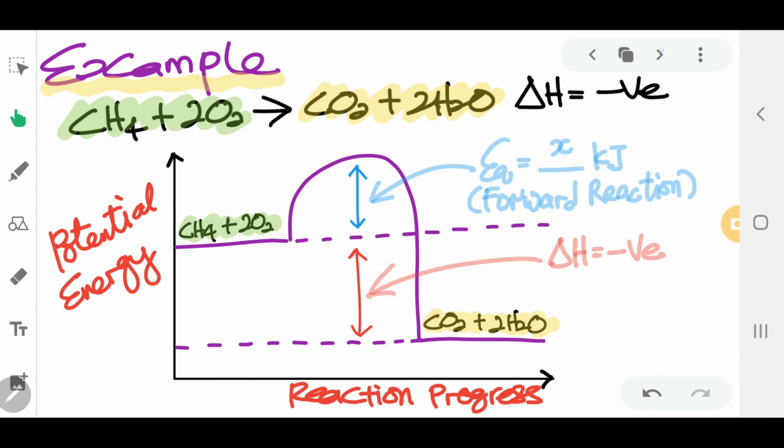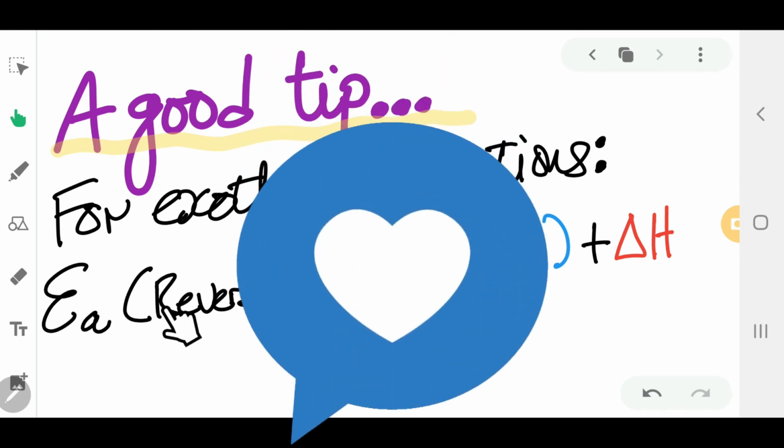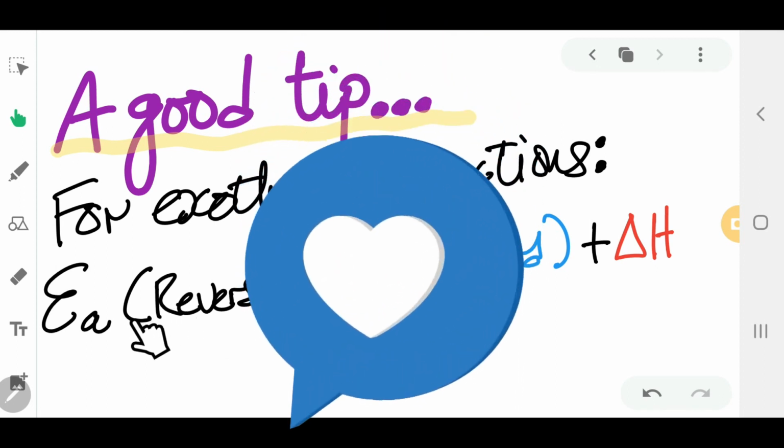Okay? So a good tip, if the question wants you to find the activation energy for the reverse reaction, how do you do that? You're just going to take the value of EA forward, the activation energy for forward, plus the enthalpy. Then you will be able to get the value for activation energy reverse.